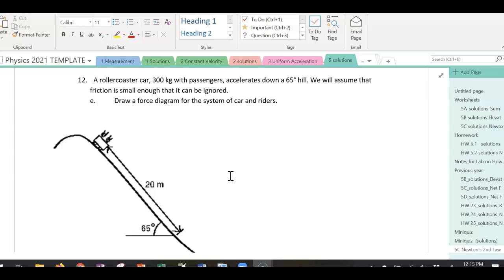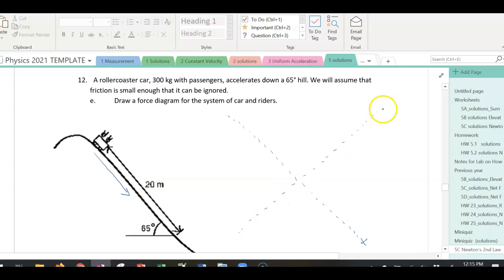and we're going to assume that friction is small enough that we can ignore it. Since the roller coaster is moving in this direction down the hill, I'm going to tilt the coordinate axes so that one axis here is parallel. I'll call this my x-axis, parallel to that direction of motion. And then I'm going to make another axis that's perpendicular to that. That's the y-axis.